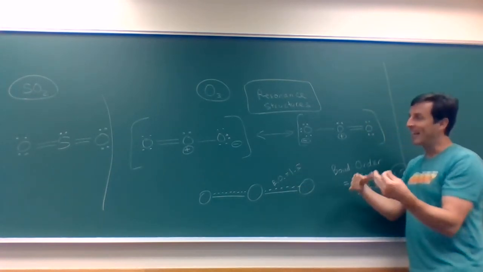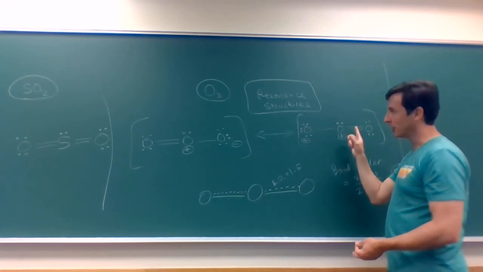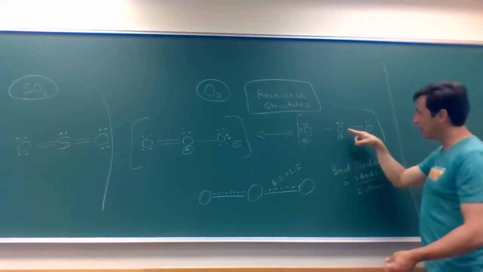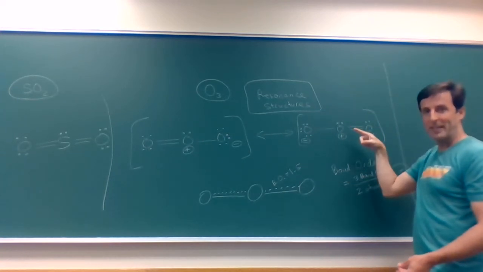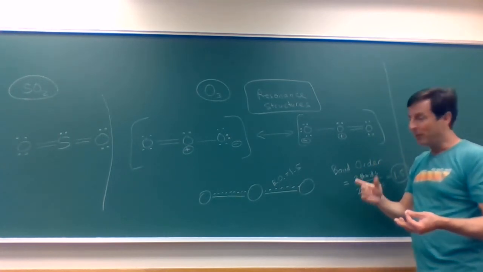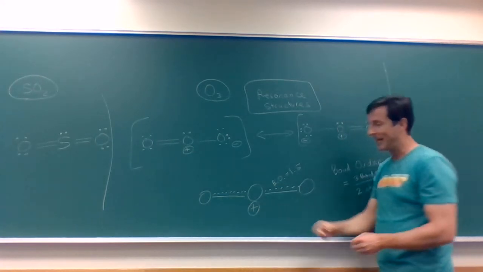All right, next thing we can show, what about charges? If I look at my 2 structures, the middle oxygen has a positive charge here, and it has a positive charge here. So if it has a positive charge in both places, that means it always has a positive charge. Then I can put it there on the resonance form, the average, saying that oxygen always has a positive charge.